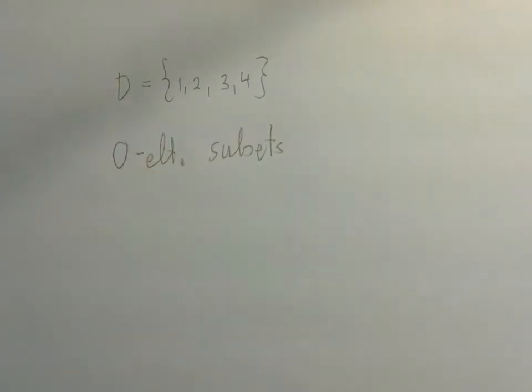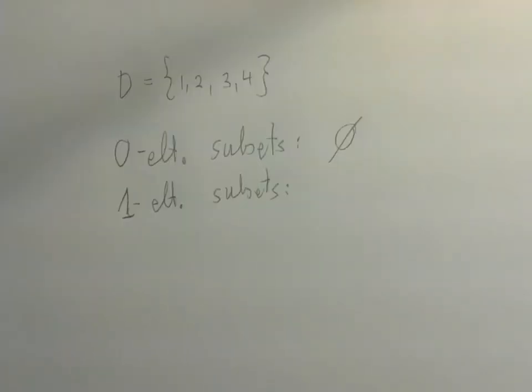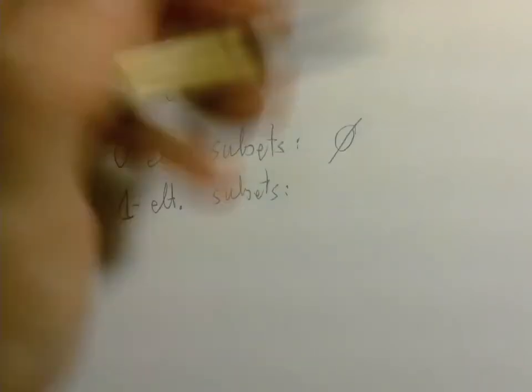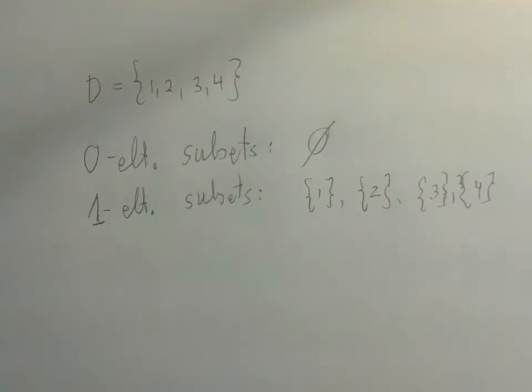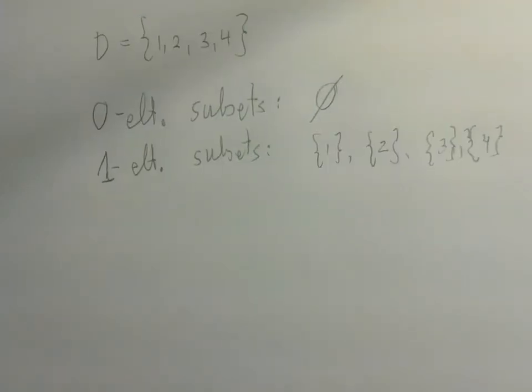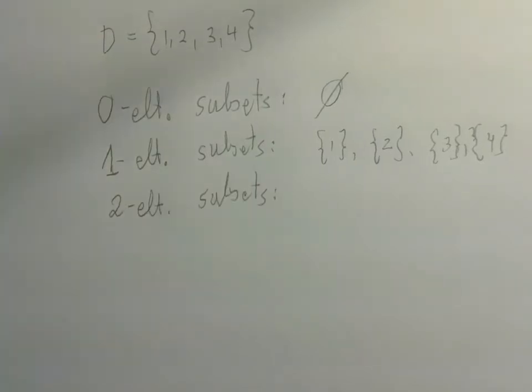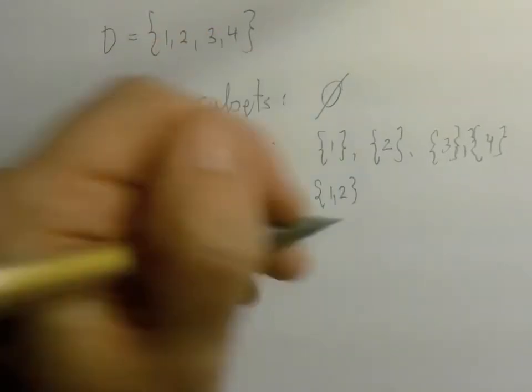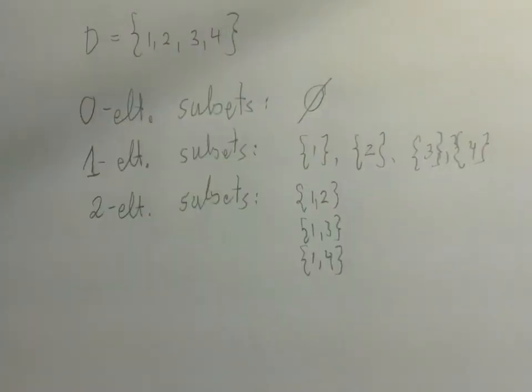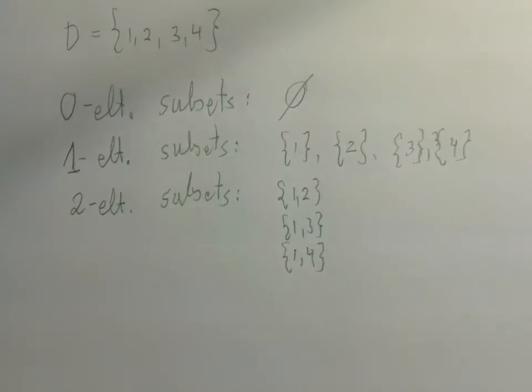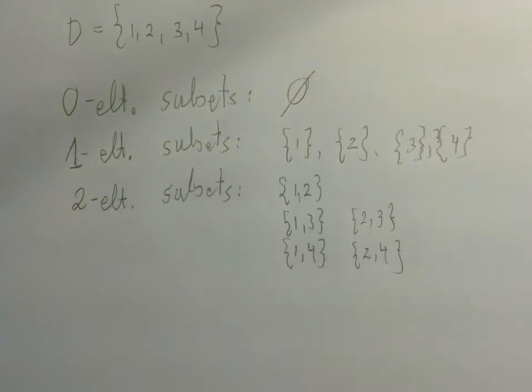Let's see the subsets of a 4-element set D containing the numbers 1, 2, 3, and 4. For 0-element subsets, there is just the one, the empty set. For 1-element subsets, well, there are 4 ways we can pick one. So we're not exactly surprised that there are 4 such subsets. Now it's getting a little stickier. Let's see the 2-element subsets. So there is {1, 2}, {1, 3}, {1, 4}. So we're done with the 2-element subsets with 1 in them. Let's roll up to {2, 3}, {2, 4}, and {3, 4}.